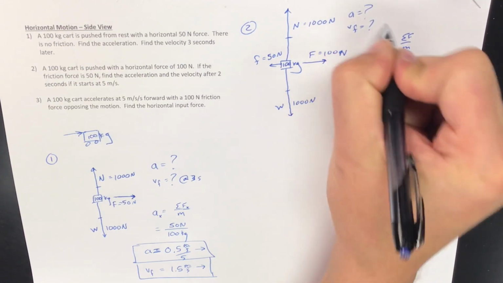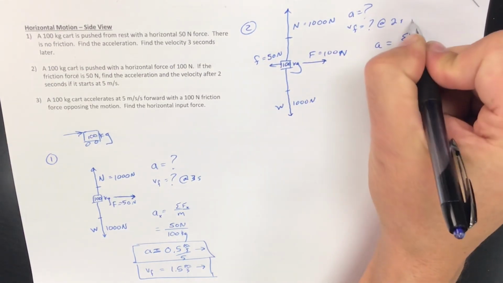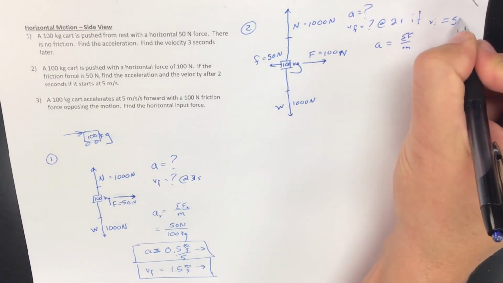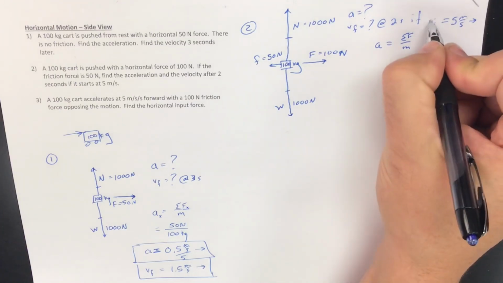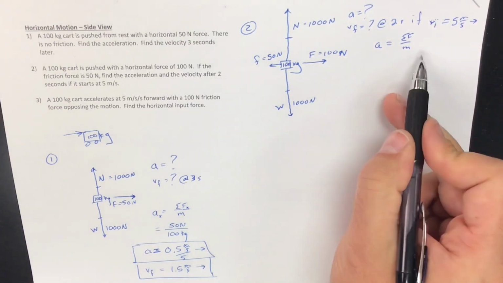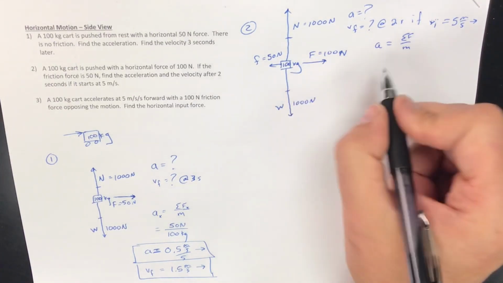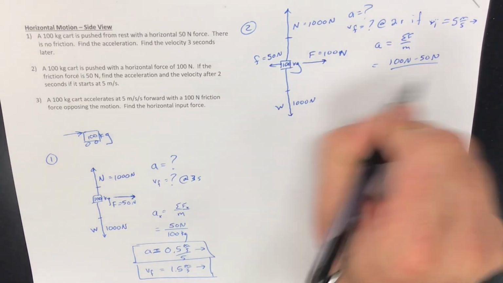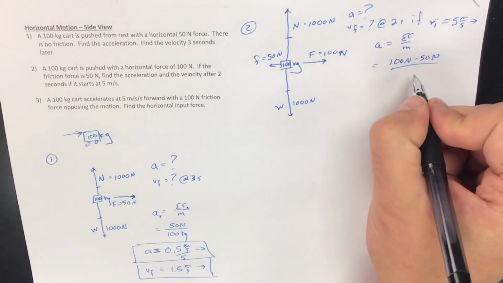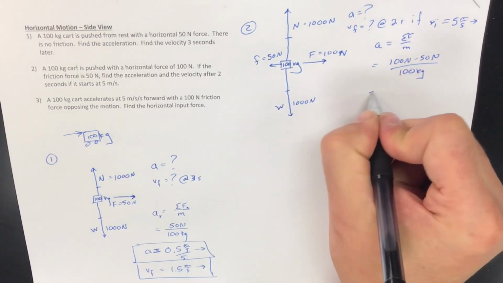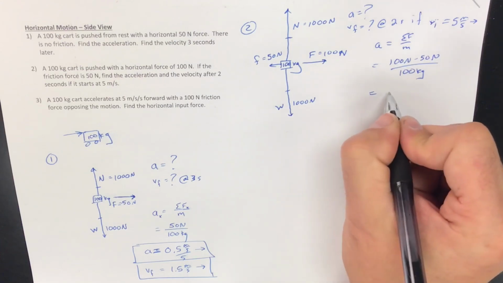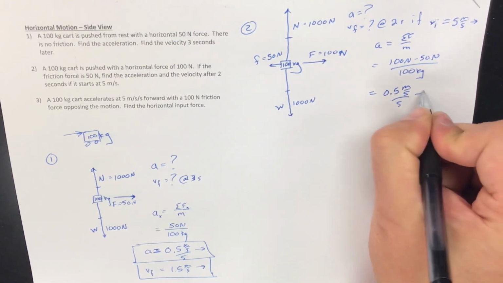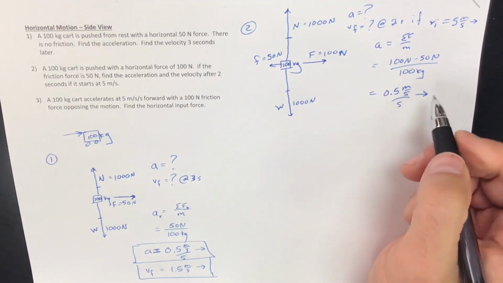Final velocity at 2 seconds if the initial velocity is 5 meters per second. We're assuming in that direction. Acceleration is net force divided by mass, 100 minus 50. So you can write this down, 100 newtons minus 50 newtons, or just write the 50 newtons to the right, divided by 100 kilograms. And that would be 50 over, oh, it's the same answer. It's a half or 0.5 meters per second every second in the direction of the bigger force.